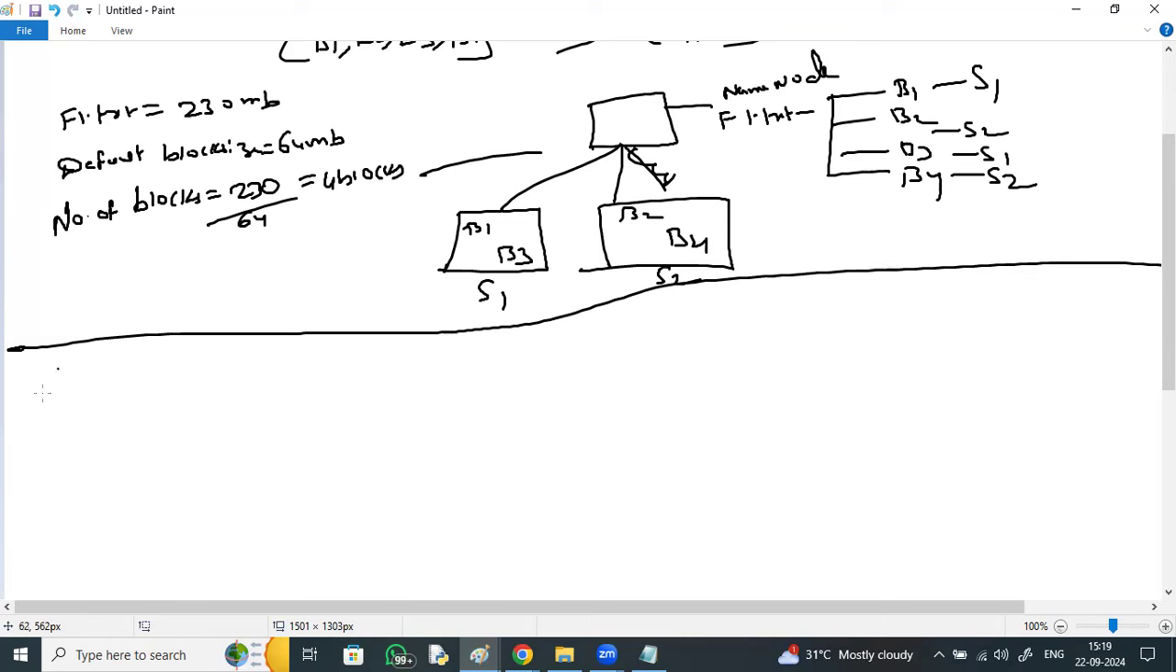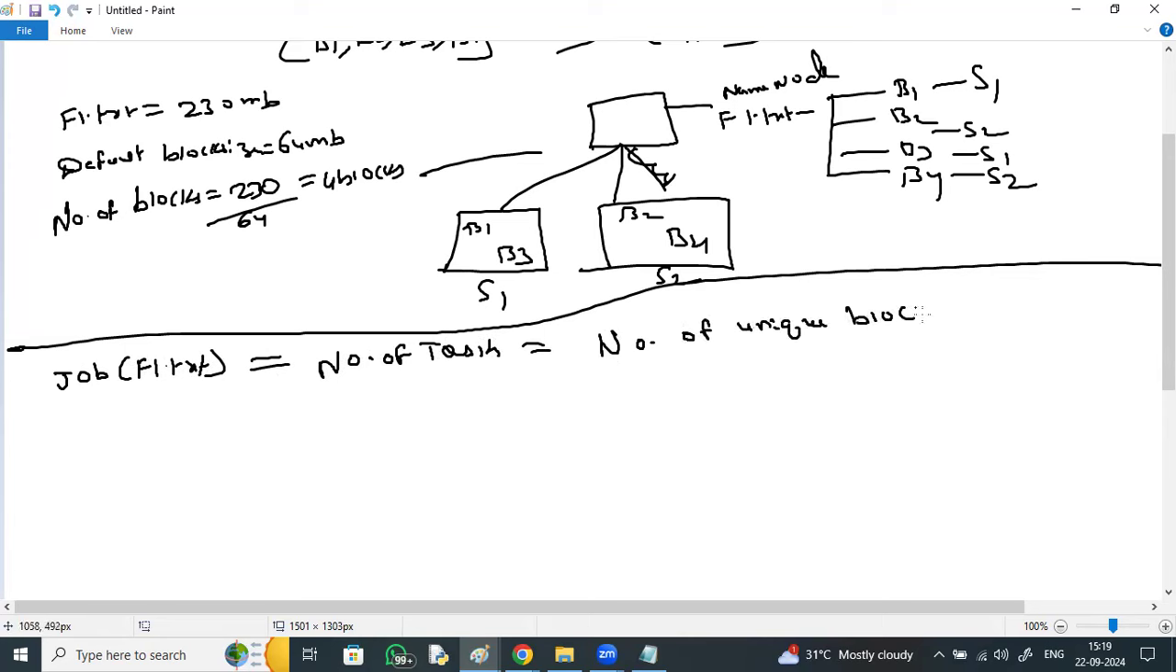Okay. Your job is to process f1.txt. Always, the job is divided into tasks. Into how many tasks? It always depends on the number of unique blocks. How many unique blocks are here? 4 unique blocks means 4 tasks.